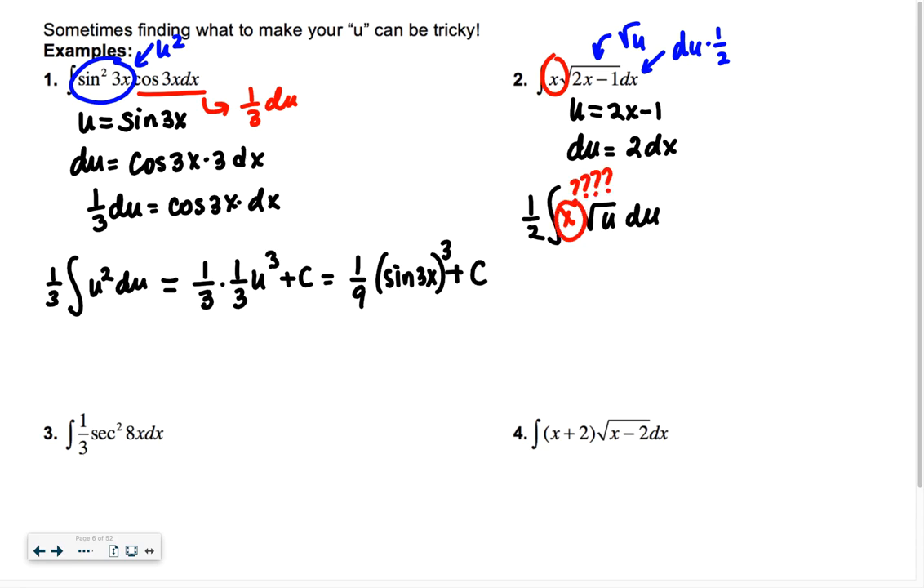Good call. So he's going to solve for x, meaning you go back to this equation, our let statement, and how do I get x by itself? I add the 1 over, equals 2x, right? And then divide by 2. So I can replace any remaining x's with something in the form of u. That's the goal. I want all of those x's to become u's. So I get 1/2 the integral of u plus 1 over 2 times the square root of u du.